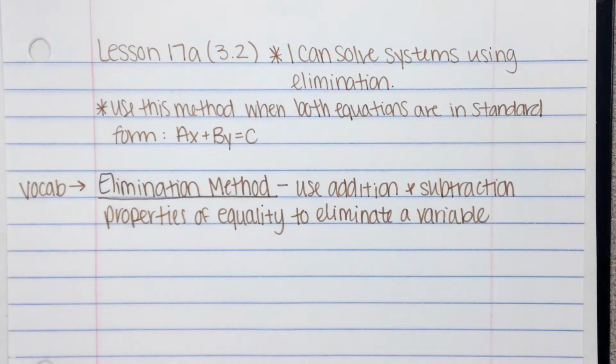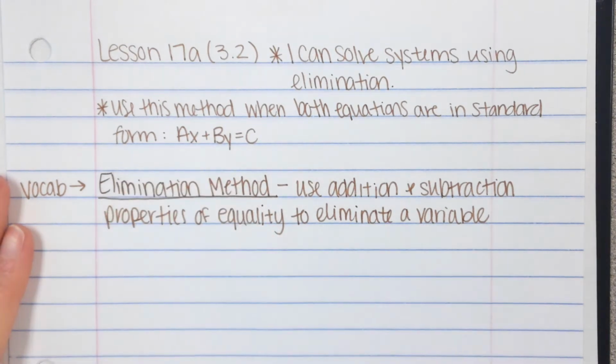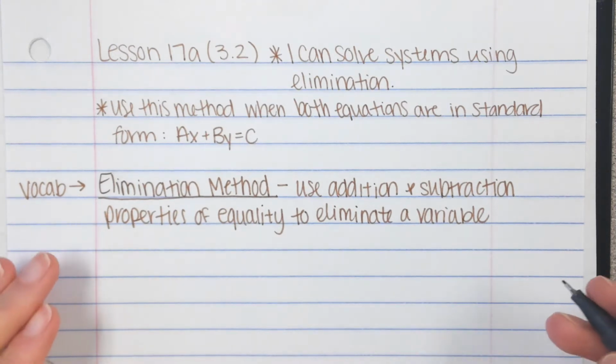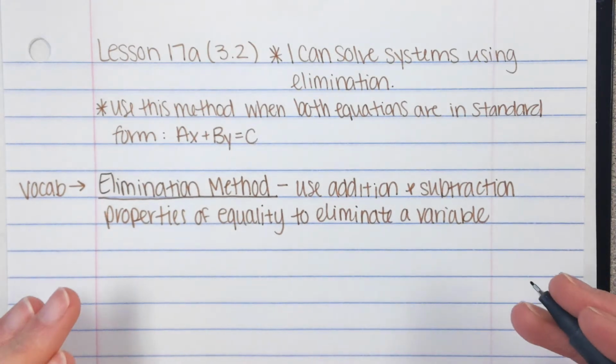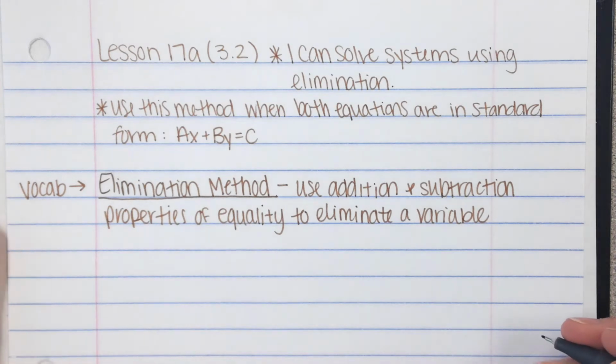Okay, we only have one vocabulary term today. It's elimination method. And the elimination method says we're going to use the addition and subtraction properties of equality to eliminate a variable. So let me show you how those properties work. We're not going to write out the definition or the statement for those properties. I'm just going to show you how they work. And some of you might remember seeing this in Algebra 1, because if you had me, we looked at the same kind of examples and for the properties so you could see what you're doing.